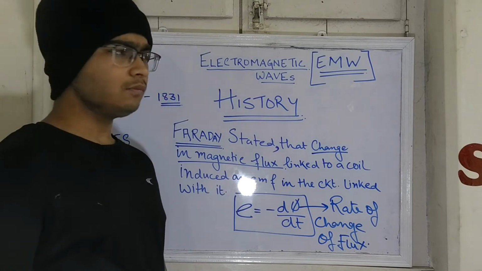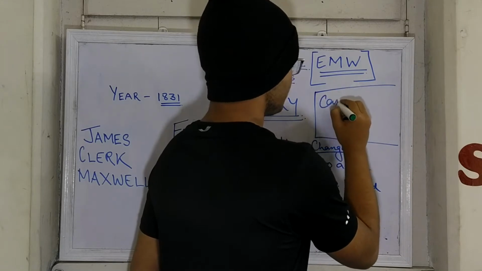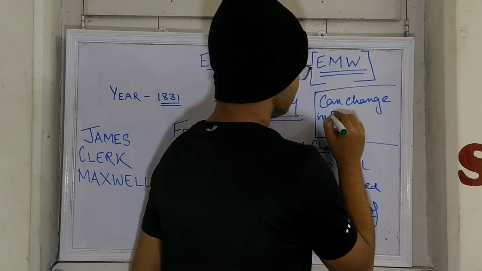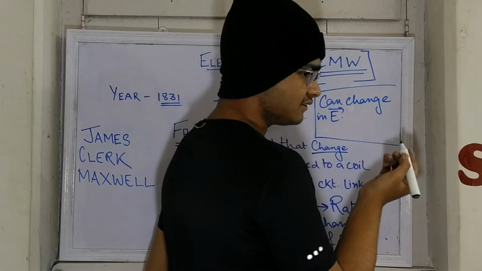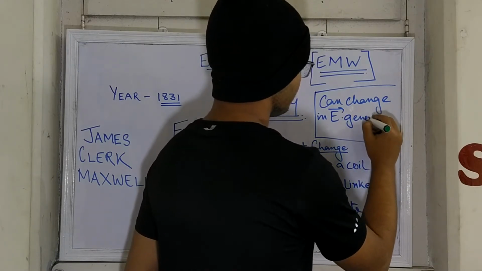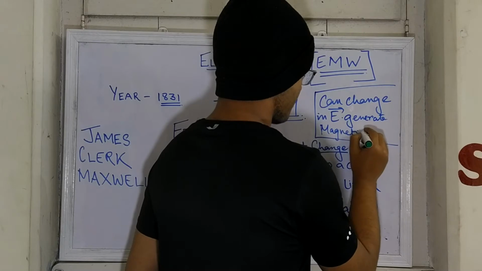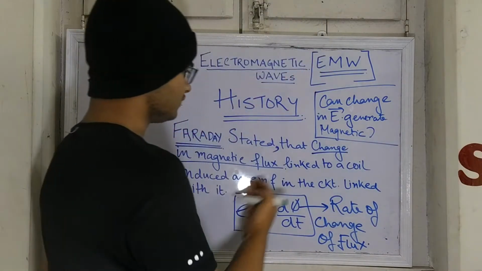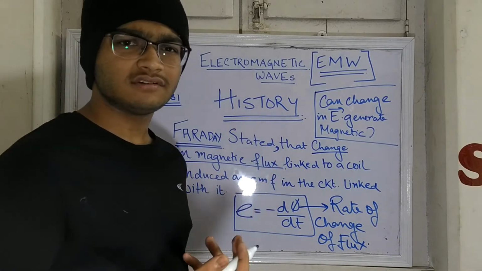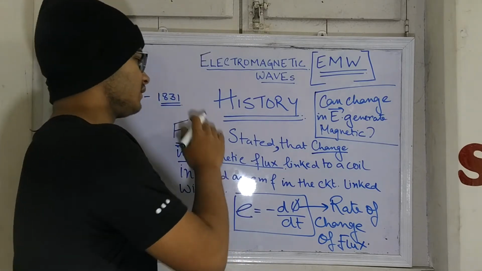Now, the question arises: can change in electric field, E vector means electric field, generate magnetic field? This is my question. Since change in magnetic field can generate an electric field in the coil, now if we reverse the question, can change in electric field generate a magnetic field? Yes, the answer is yes.